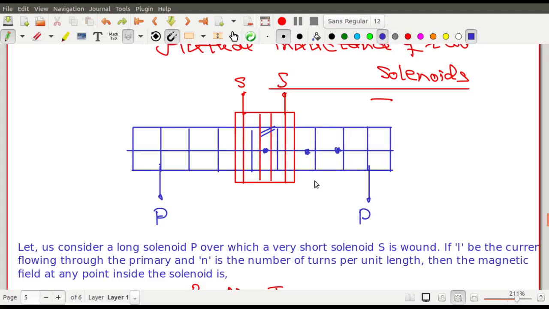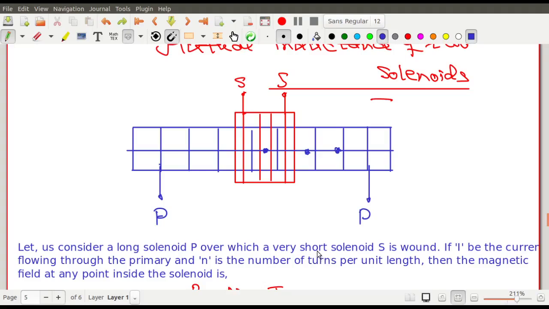So we also have taken that advantage, and this advantage can be taken if the cross section is very small, that is, the radius is very small. For a long solenoid it is definitely the case, because the radius is very small for a long solenoid, so this assumption can be made.